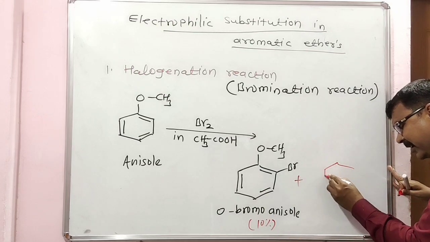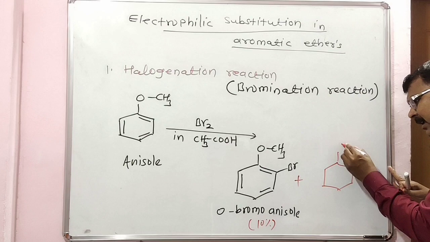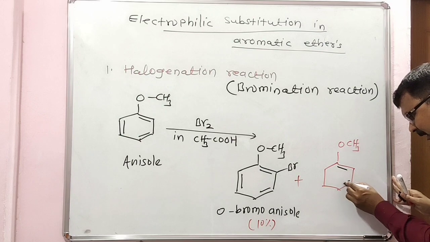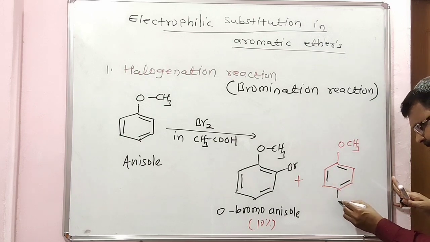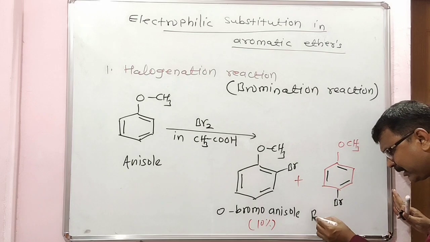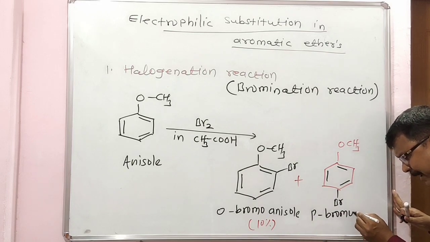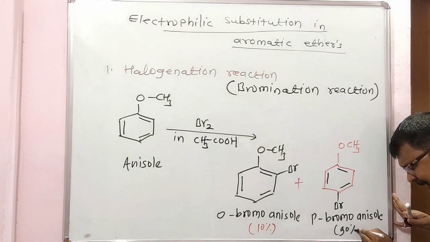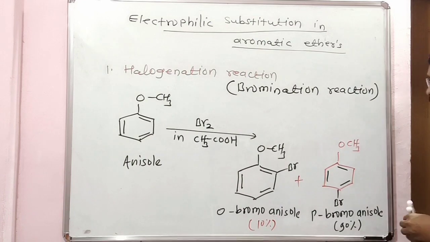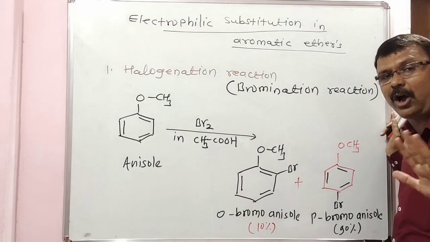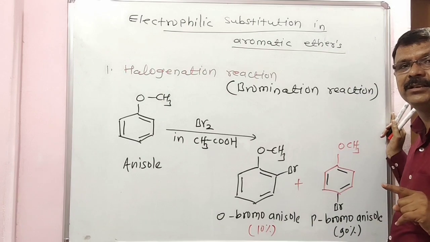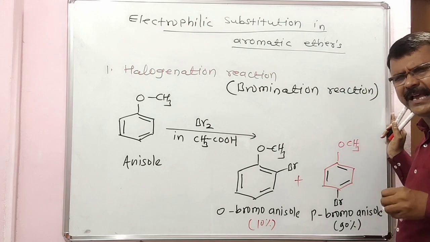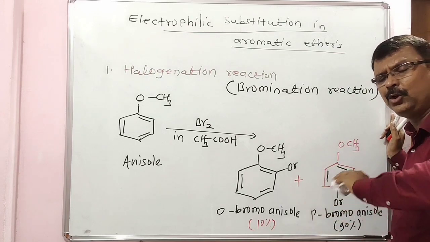The next product has OCH3 and Br at the para position: para-bromoanisole. This is the major product, 90%. In this reaction there is no need for any catalyst such as FeBr3, ferric bromide. FeBr3 is a Lewis acid and is not required here.